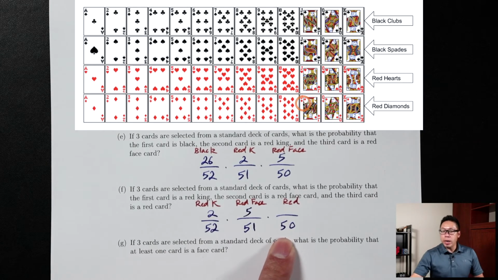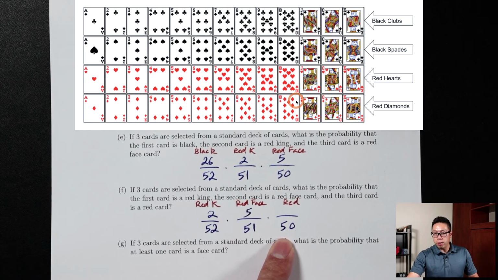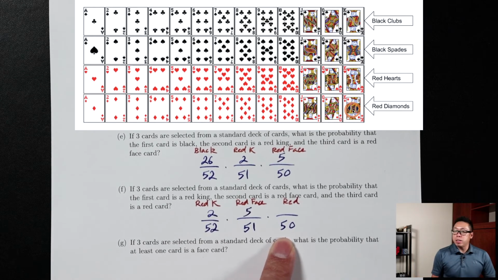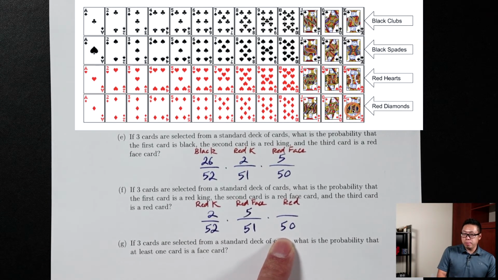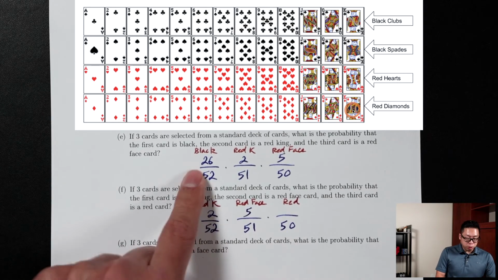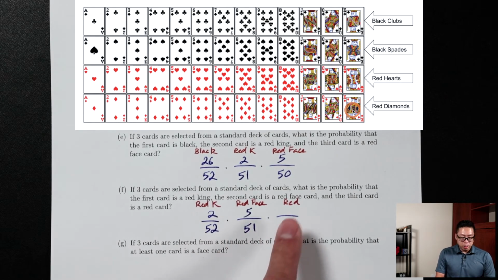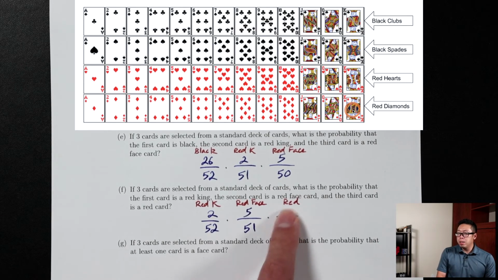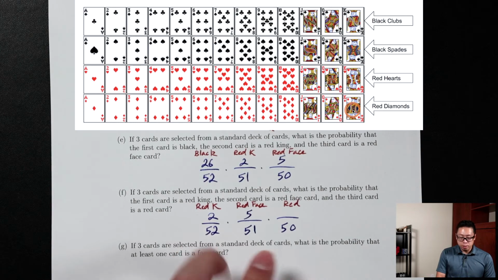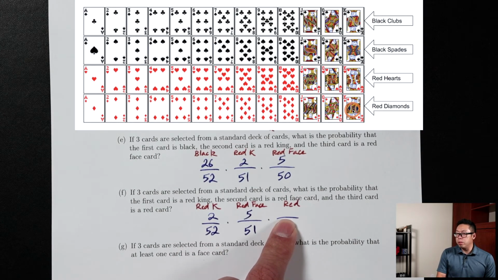So red face would be not 6, but 5. And then last card, red cards. How many red cards are there? Red cards would be the bottom 2 rows. Each row has 13 cards, so bottom 2 rows would be 26. Have I used any red cards yet? Yes. First card, red king, that's red. Second card, red face, that's red. So I've used 2 red cards already, which means I would have to reduce by 2. Red cards total will be 26, and reducing by 2 brings me to 24.